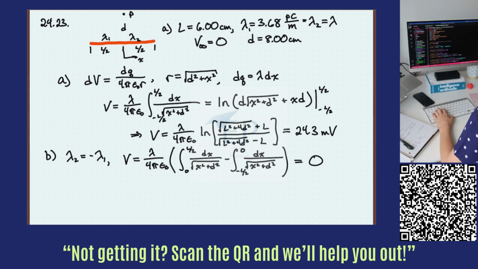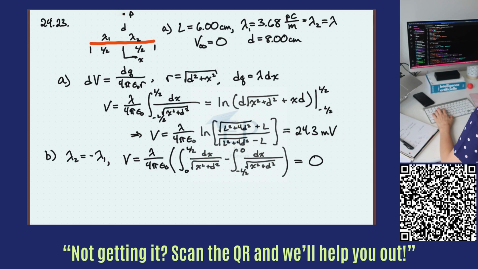As D gets much, much larger than L, then this dominates this, and then we'd have 2D here, and that would dominate this, and we'd wind up with 1 here. So the natural log of 1 is 0. So basically that's what we're saying here, is that as D goes to infinity, the voltage goes to 0. Okay, so as the distance from this point goes up, the voltage goes to 0. So that all makes sense. And if we plug in all our values, we get 24.3 millivolts is the potential there.